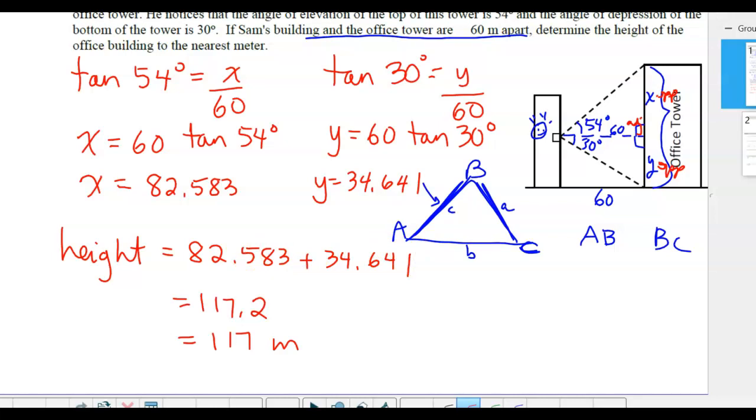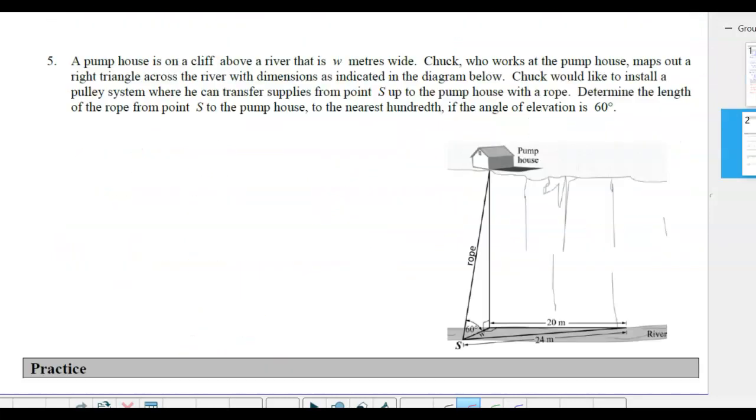Okay, so one more question. And this one's kind of interesting. You have to think in 3 dimensions in this one. Okay, if you look at that, your triangles are not on a flat 2-dimensional piece of paper. So one is on the river, crossing the river, and the other one is vertical.